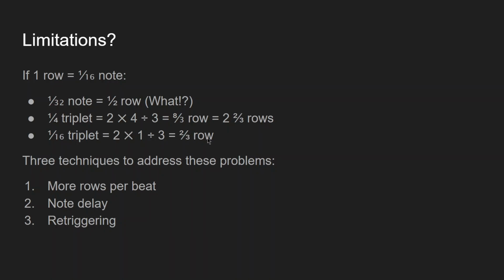So the tricks that we use to get around these problems are we can change the number of rows per beat. We can use a feature called note delay, and we can use a different feature called retriggering. So we're going to go through each of those.